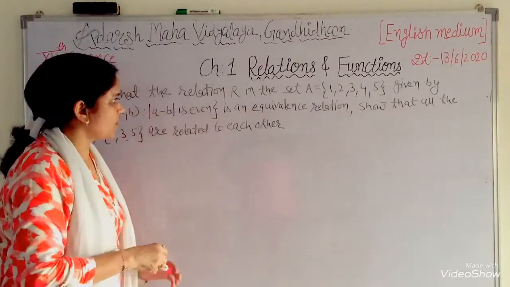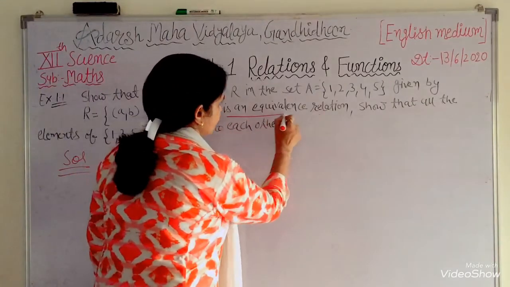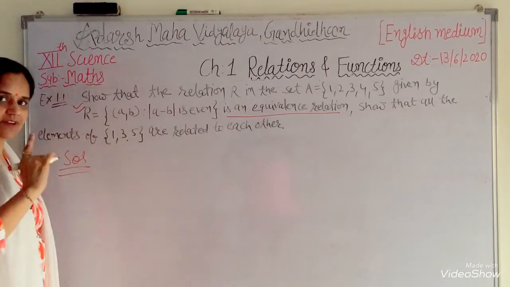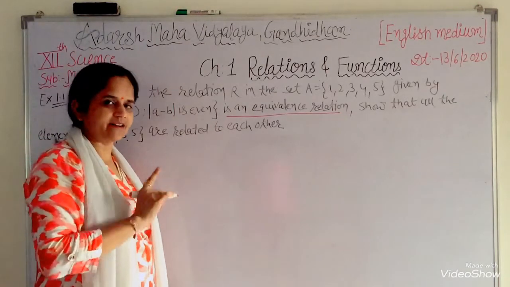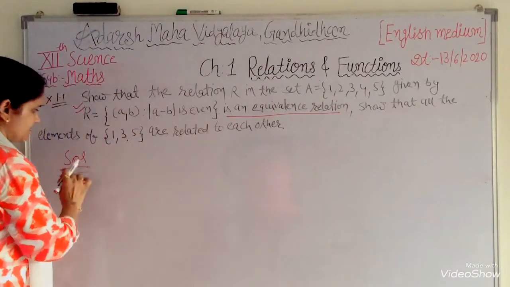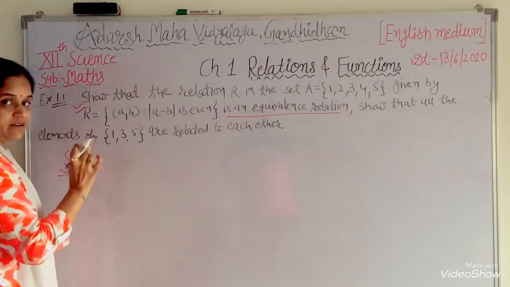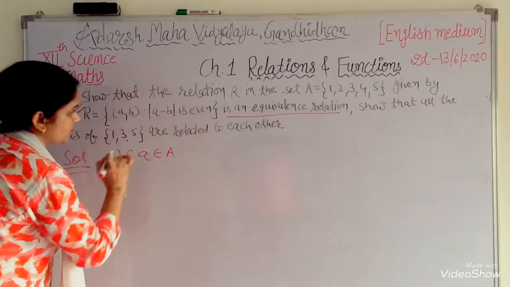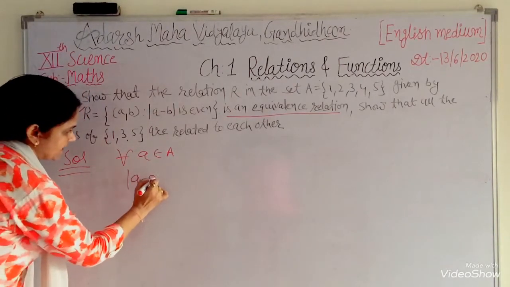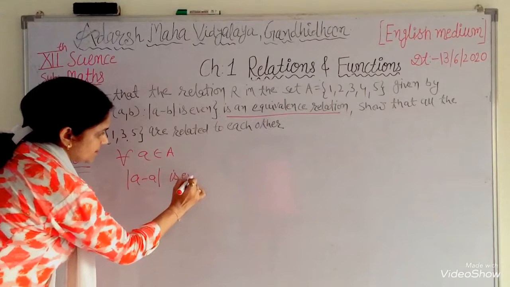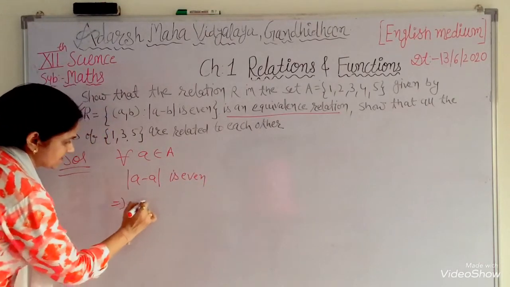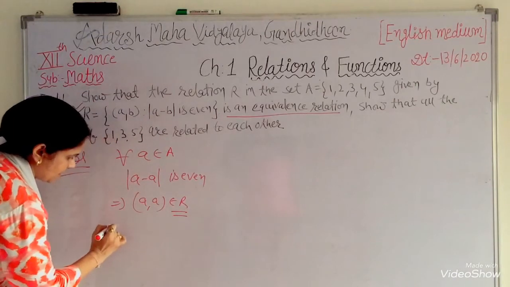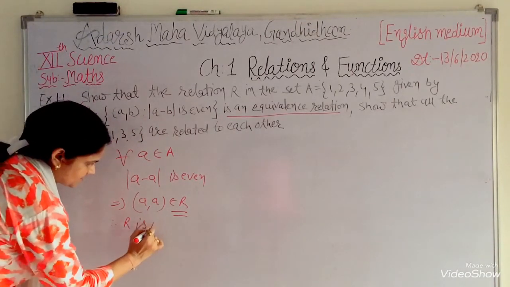Okay, student, for an equivalence relation, we have to prove that R is reflexive, symmetric and transitive. So, start the solution with reflexive. First, for all a belongs to A, a minus a is even, hence (a, a) belongs to R. So, R is reflexive.